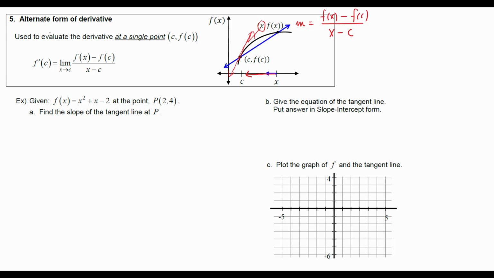This is where the alternate form of derivative came from. It's actually a faster way of getting the slope if you are only going to need the slope of a tangent line at just one point.